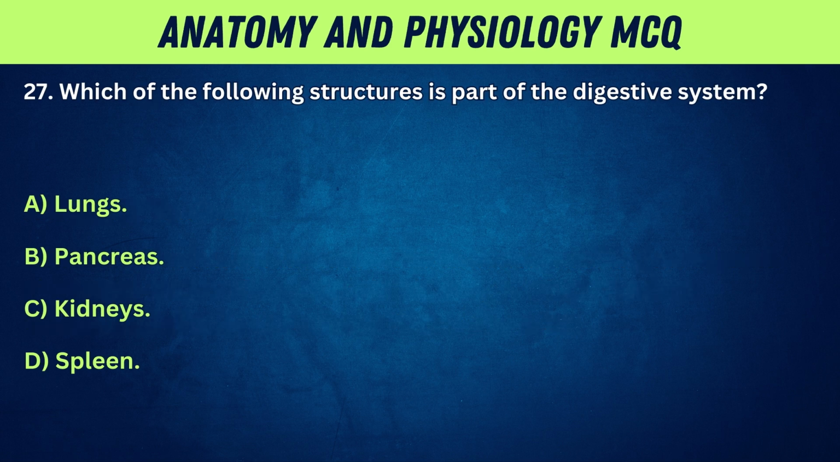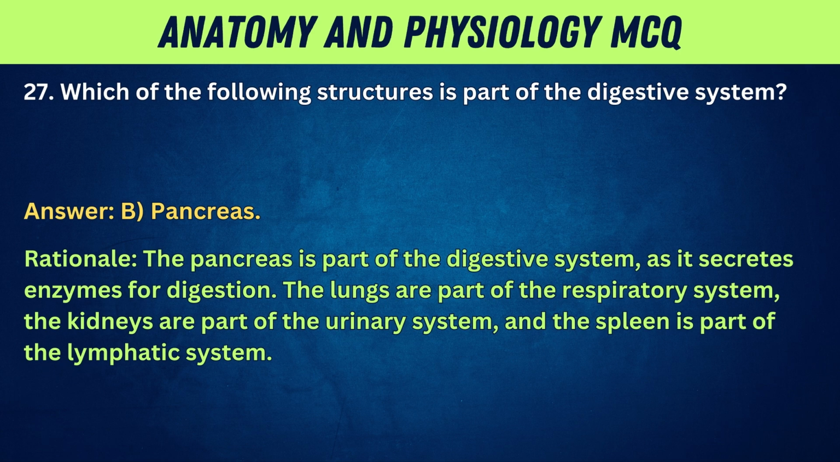27. Which of the following structures is part of the digestive system? A. Lungs. B. Pancreas. C. Kidneys. D. Spleen. Answer: B. Pancreas. Rationale: the pancreas is part of the digestive system as it secretes enzymes for digestion. The lungs are part of the respiratory system, the kidneys are part of the urinary system, and the spleen is part of the lymphatic system.